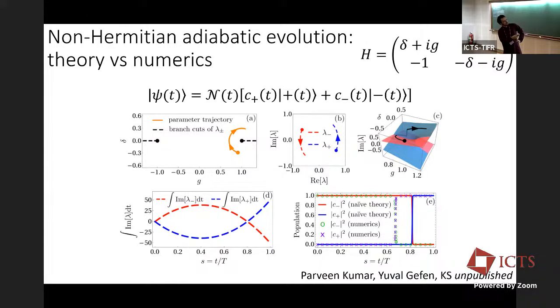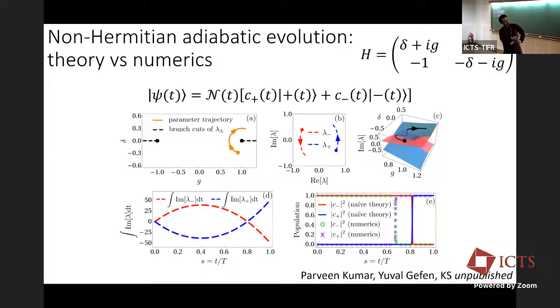What do we see? There are states. Here is the dynamics of their eigenvalues. For example, the plus state, it initially decays, but then it grows because the imaginary part becomes positive. If you look at the integral, overall, it grows while the minus state decays. So that's what the theory would predict.